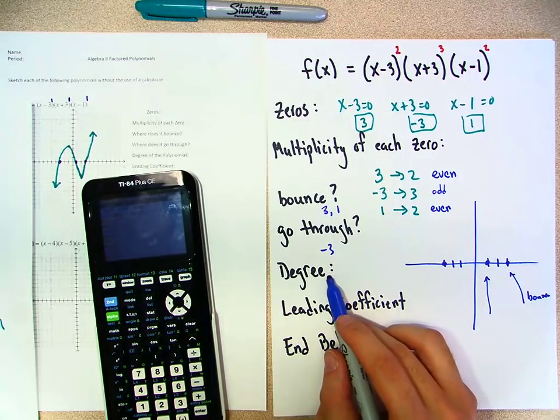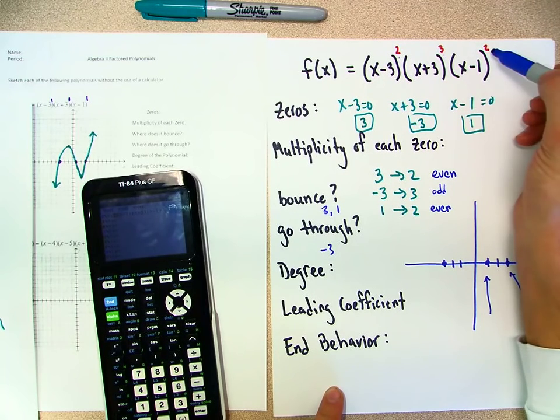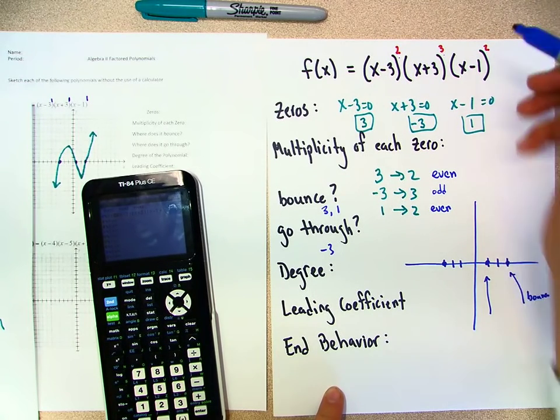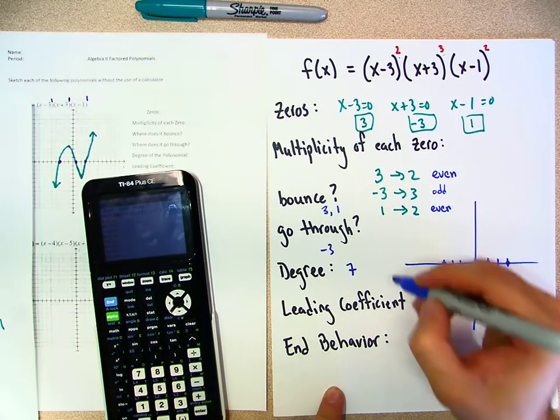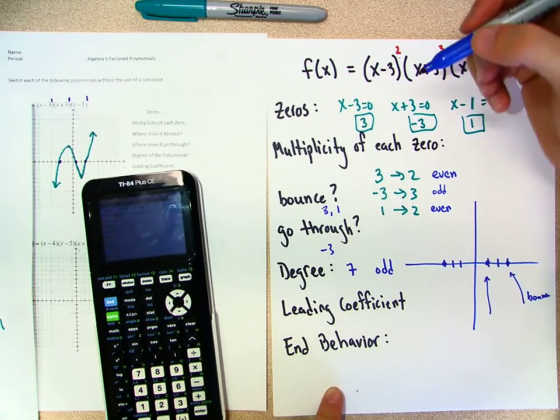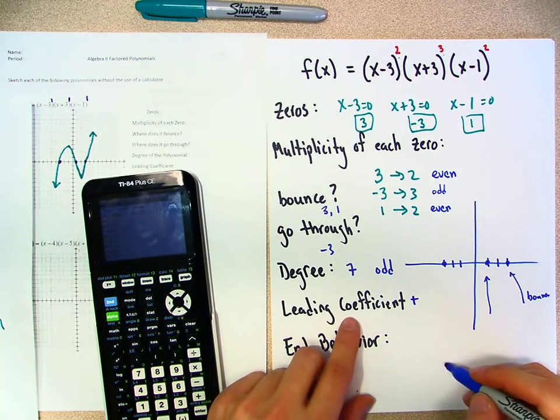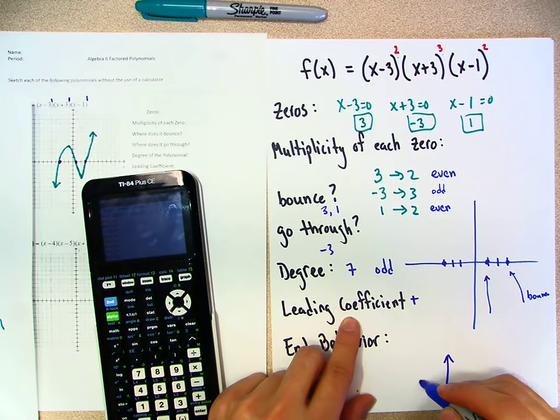What's the degree of this polynomial? Well, this becomes 2, 3, 2. So this just becomes degree is 7. But 7 is odd. And what's the leading coefficient for this polynomial? It's positive. So I know my dance move has to look something like that.